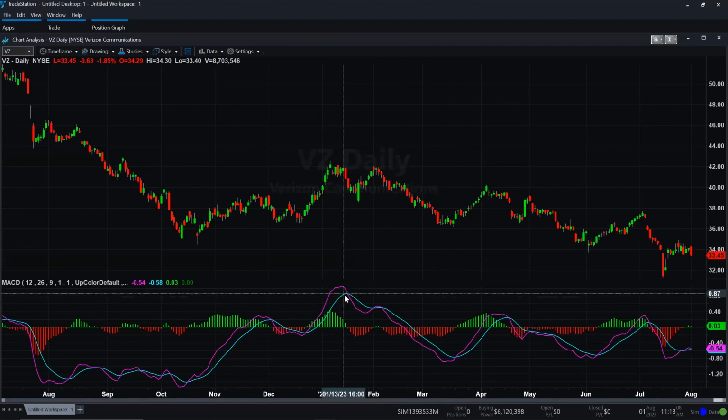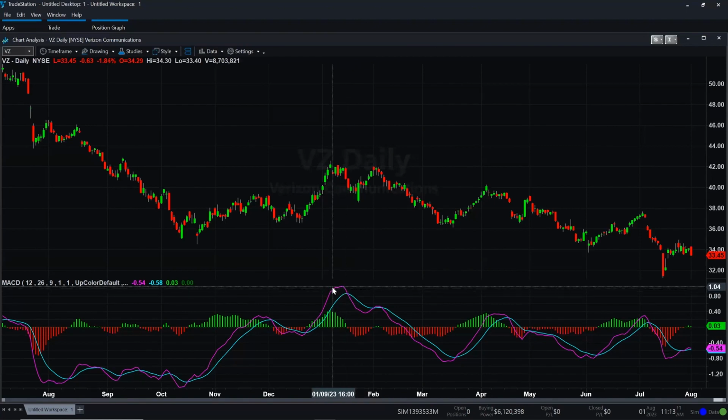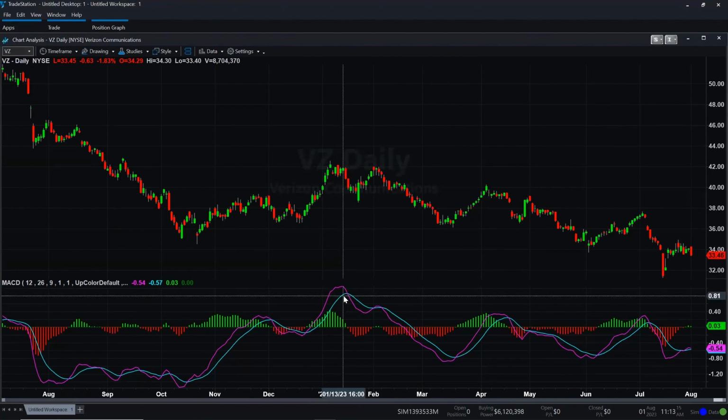These two lines, the magenta and the cyan, are, of course, the MACD line and the signal line. But the histogram is just a mathematical representation of those two lines. Whenever they cross, that's the difference. So if you wanted to remove these two lines from the indicator, you could do that very easily by doing a very small modification to its EasyLanguage.